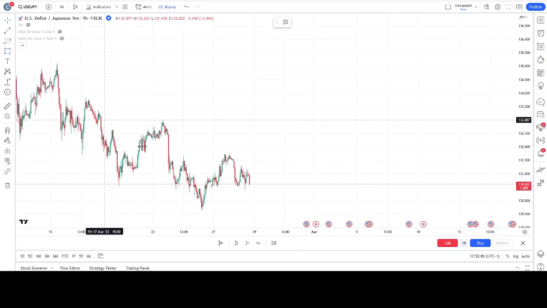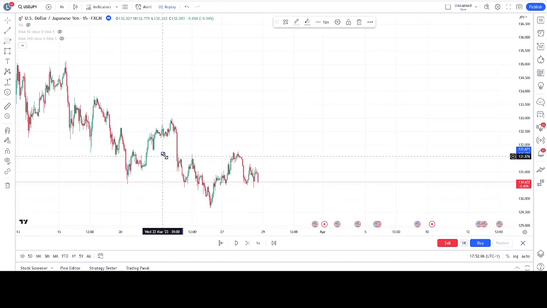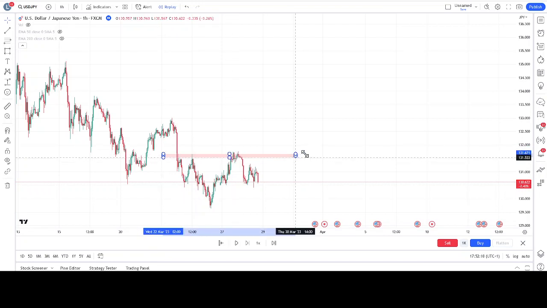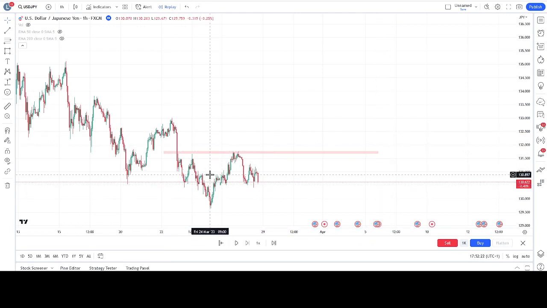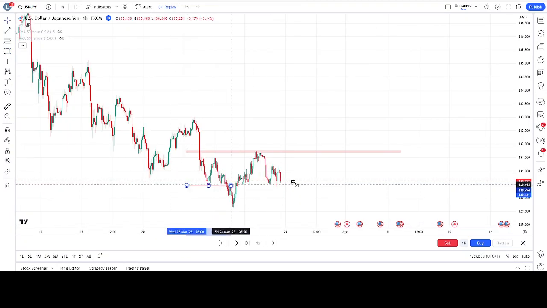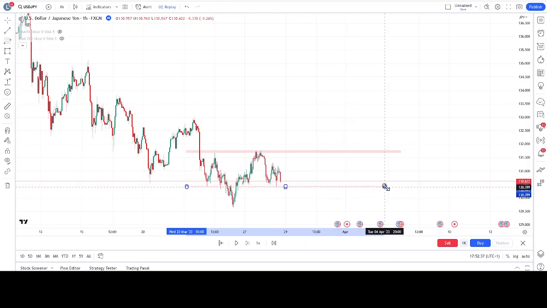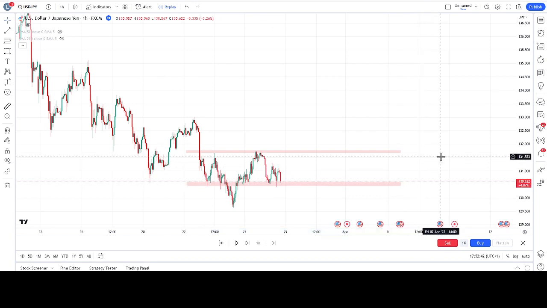Let me take a rectangle here and then create a neckline. That's our neckline there. This is the left shoulder. That is the right shoulder. So there you go. That's the shoulder.